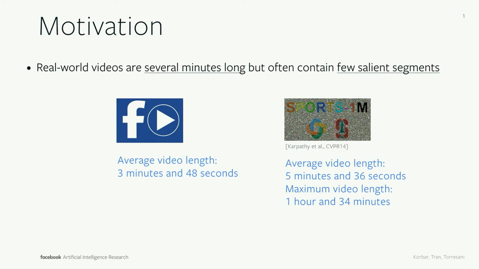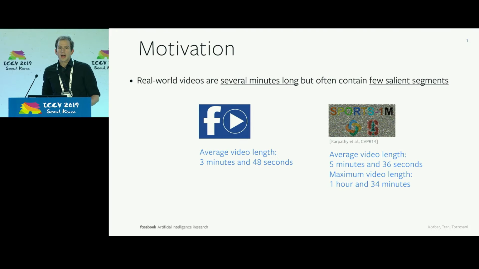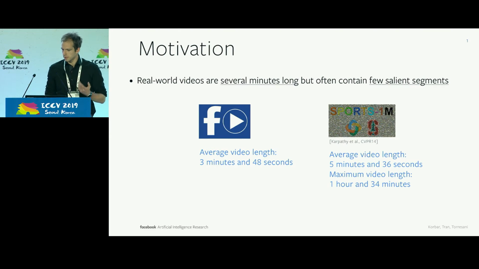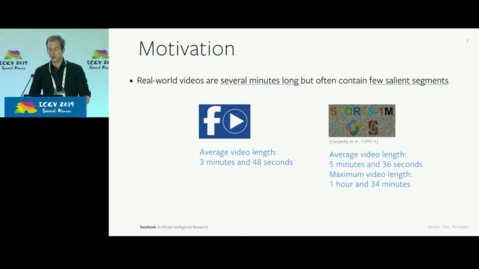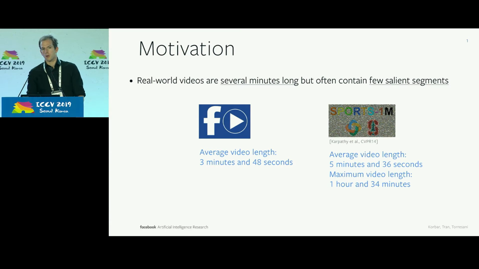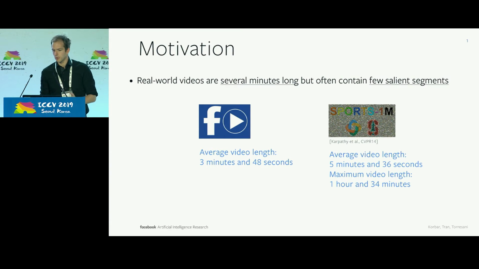Okay, next is paper number 27, SC Sampler: Sampling Salient Clips from Videos for Efficient Action Recognition. Hello, my name is Bruno, and I'm going to present SC Sampler, our take on solving the problem of long untrimmed videos where only a few segments are actually salient and meaningful for action recognition.